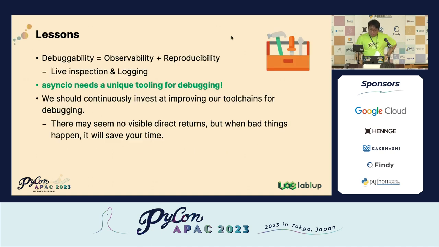So in summary, I think when you write complex applications, debuggability based on observability and reproducibility is the critical part. And especially if we could inspect the application live, it will be very helpful. It is also important to preserve some critical task logs for post-mortem analysis. And I think asyncio requires some unique tooling to achieve these goals. We should continue to improve traceability and debugging features of asyncio in the standard library and as third-party utilities as well.